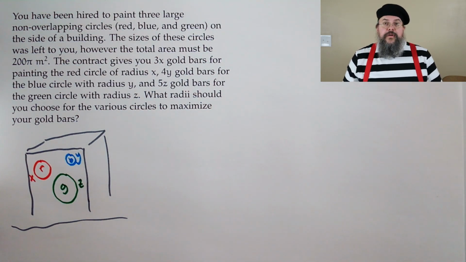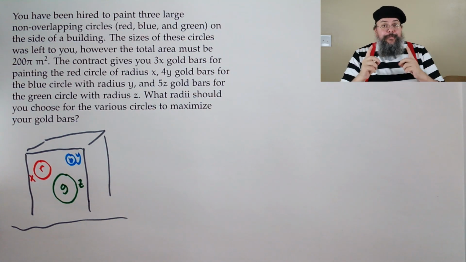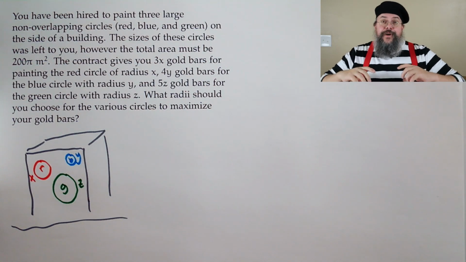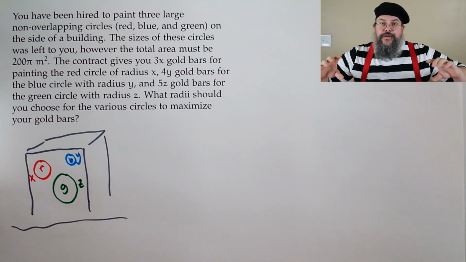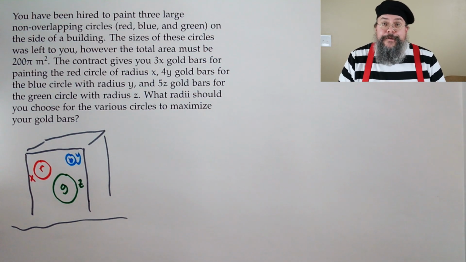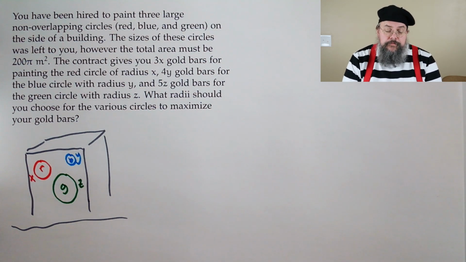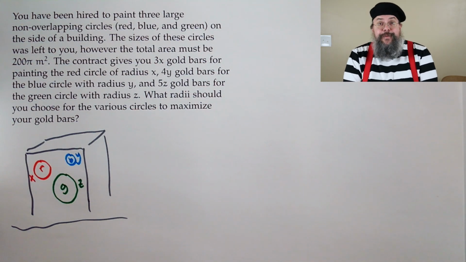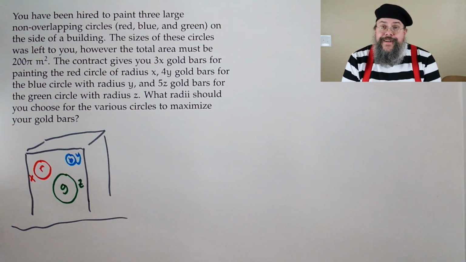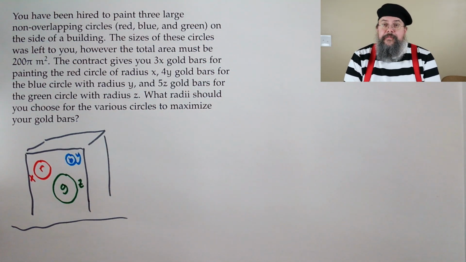Now, our naive answer would be, hey, I make a lot of gold bars for that green circle, so I should forget the red and the blue, and just paint as big a green circle as I possibly can. And maybe that's the answer. It's possible. And maybe it's not. That's also possible. Let's see what the math says.